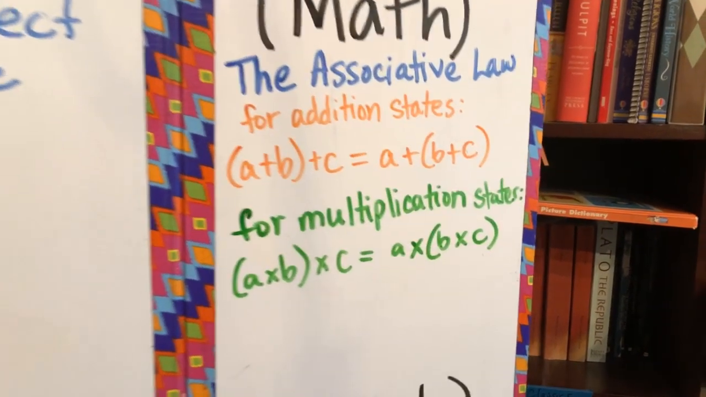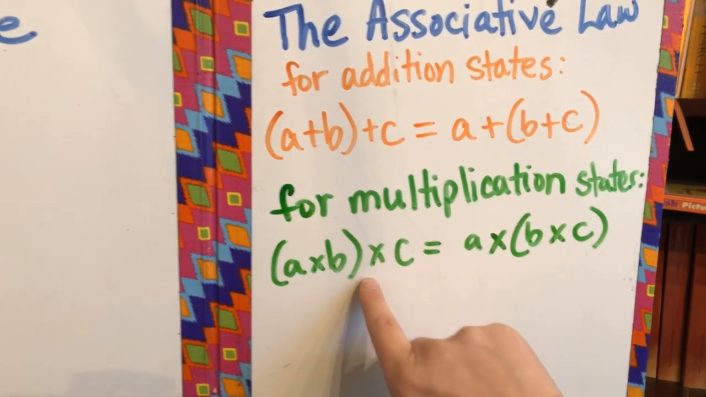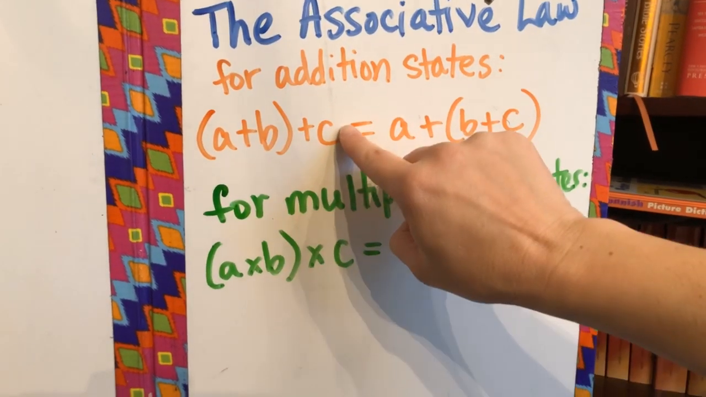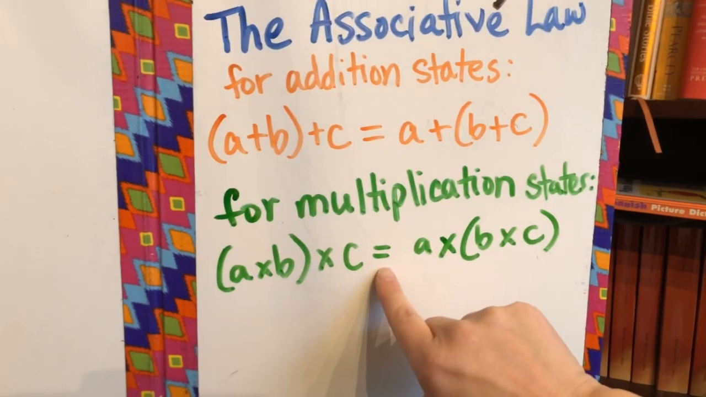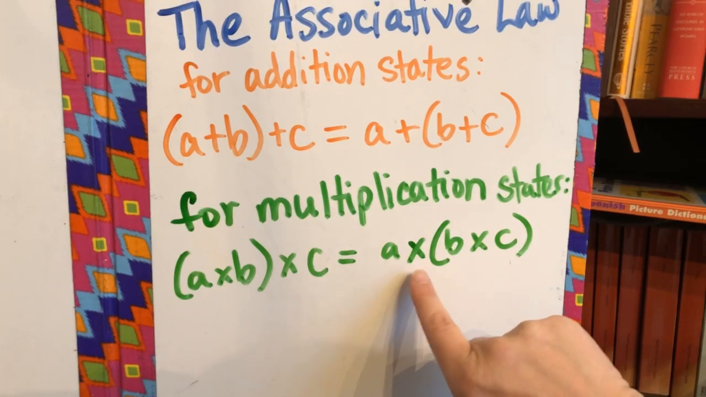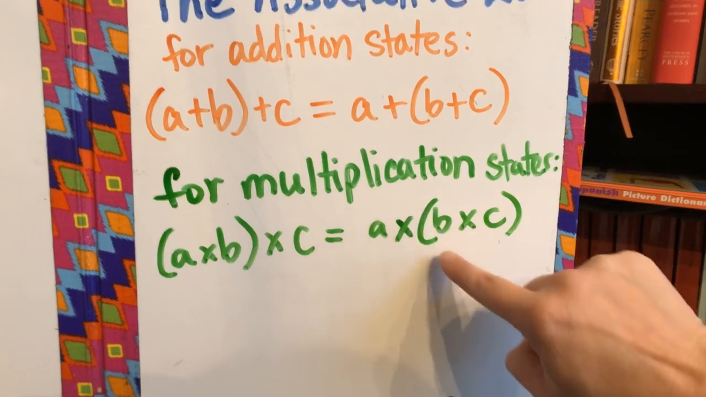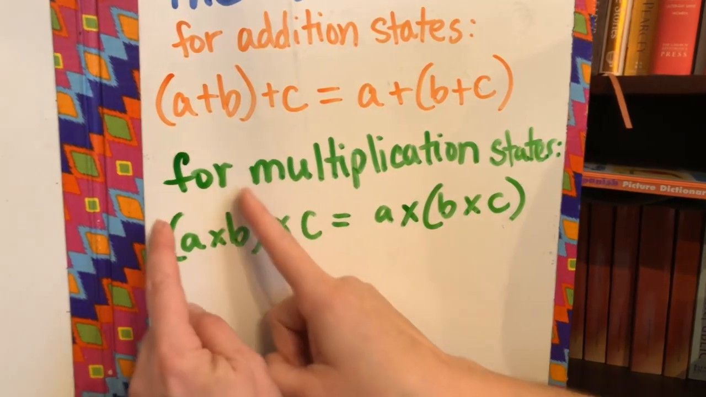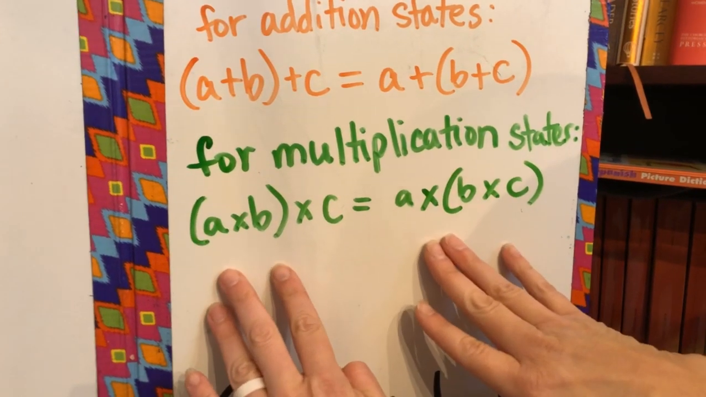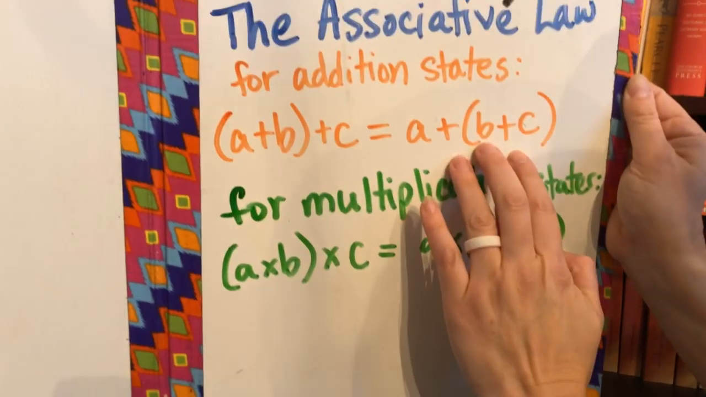So it's the same thing for multiplication. Parentheses around the A times B, close the parentheses, times C. So C is all by itself, just like in addition. Equals A all by itself, just like in addition, times B times C in the parentheses. So whether you put the parentheses here or you put the parentheses here, the answers are going to be the same. This side equals this side, and this side equals this side.